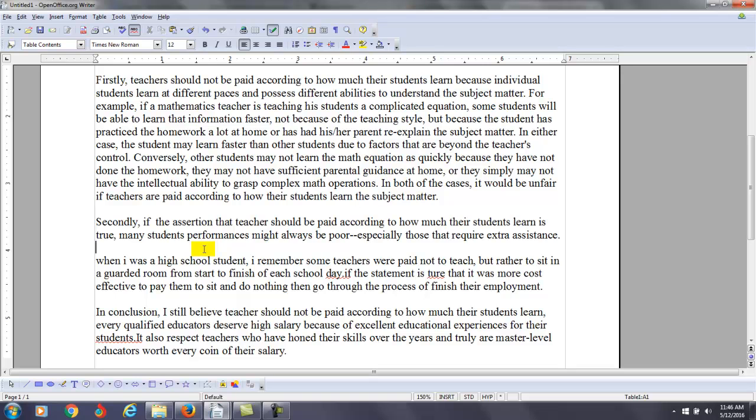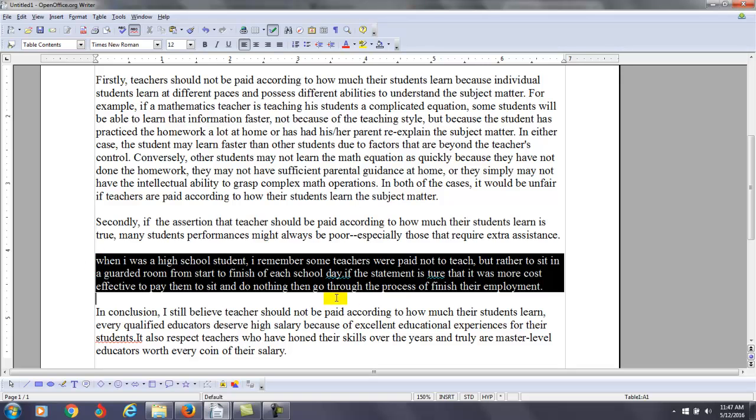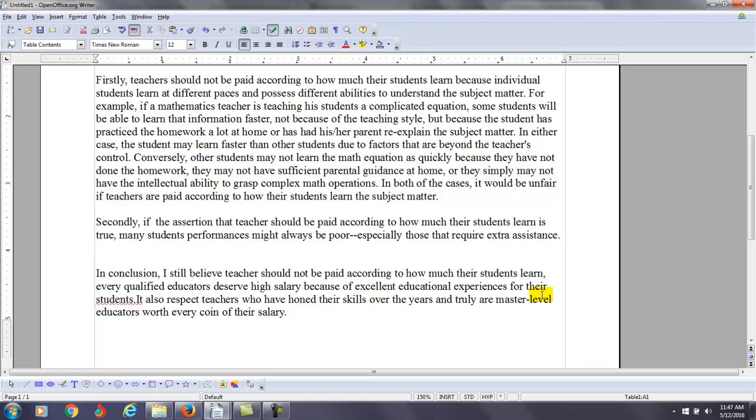The problem is I don't understand what you're saying here. When I was a high school student, I remember some teachers were paid not to teach, but rather to sit in a guarded room from start to finish of each school day. If the statement is true, that it was more cost-effective to pay them to sit and do nothing than go through the process of finishing their employment. See, I don't really know what you're trying to say here. That's the issue, your ideas are just not easy to understand. So let's look at what you're trying to say, though. Many students' performances might always be poor, especially those that require assistance.